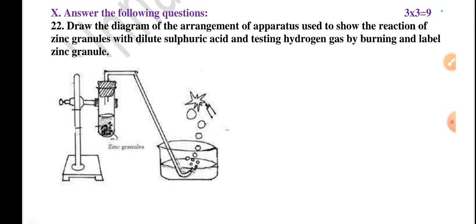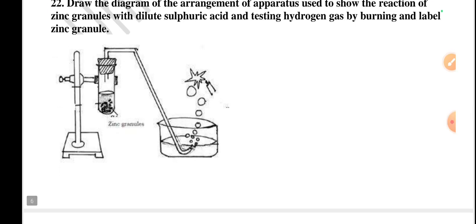Question number 10, a 3 mark question. Total 3 questions are there, 3 3s are 9. Draw the diagram of the arrangement of apparatus used to show the reaction of zinc granules with dilute sulfuric acid and testing hydrogen gas by burning, and label it. In set 1, they asked a diagram, that one and this one. In these both, every year they ask one, so you must practice this. Whatever diagram they ask in the chemistry part of the question paper, out of these one will definitely come in your exam. That's why it's VVIMP.